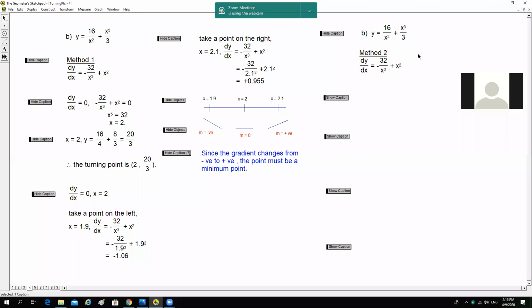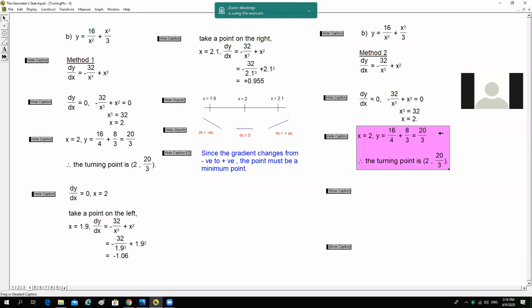Second method, same thing. The starting is always the same, right? Find dy/dx. Put dy/dx equal to 0 to find the x coordinate. Then find the y coordinate. So after finding the y coordinate, you have to determine whether this point that you have found is a maximum or minimum point.